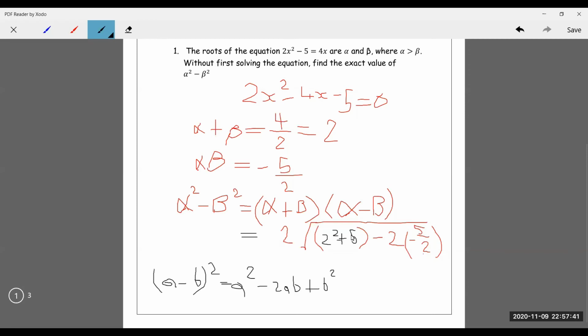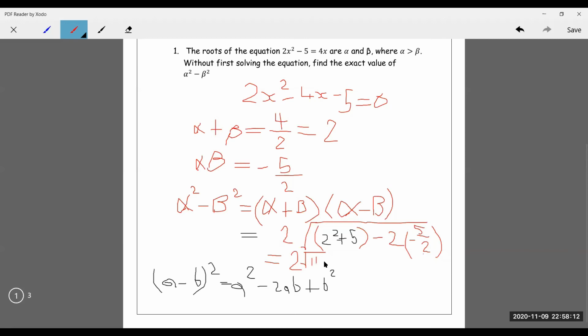That works out to be 9 minus negative 2 times negative 5 over 2, that's 5 plus 9. So the square root of 14 times 2, that's 2 root 14. So the final answer works out to be alpha minus beta is 2 times the root of 14.